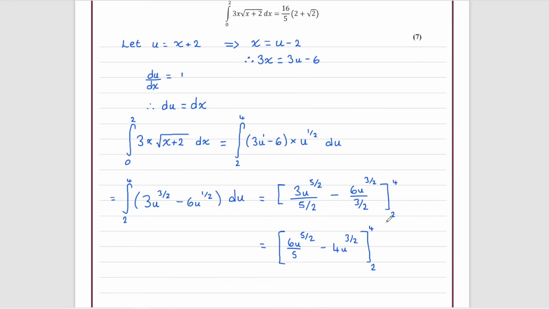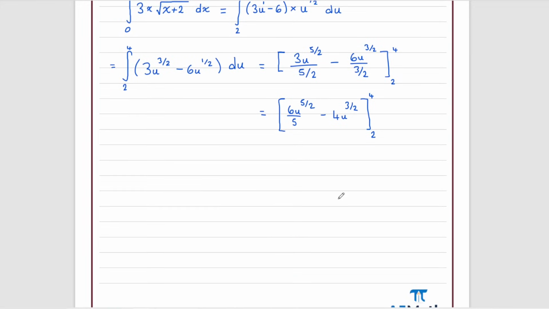So let's keep going here. What we need to do now is just deal with the limits here. So we start by substituting in the upper limit here. So in that case then, I get 6 lots of 4 to the power of 5 over 2. Here we're taking the square root of 4, so that's 2. What I've got here then is 6. Like we said, that's the square root of 4, which is 2. We then raise that to the power of 5. So 2 to the power of 5 is 32. So 6 times 32.